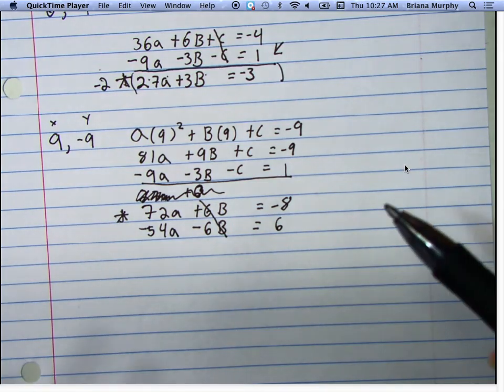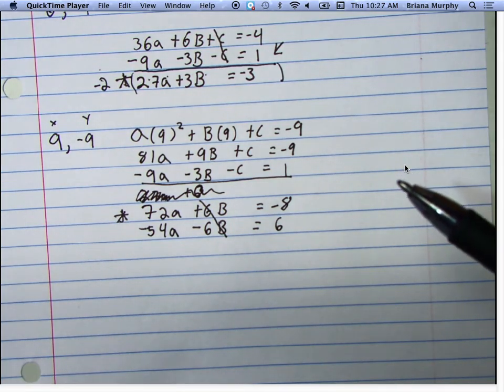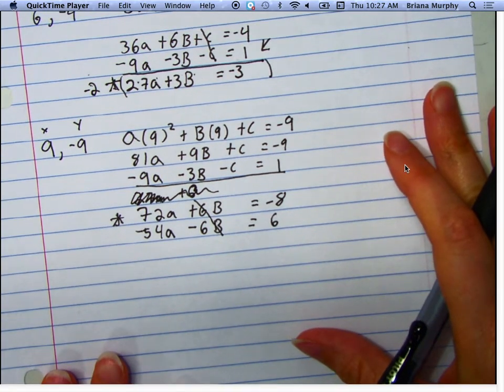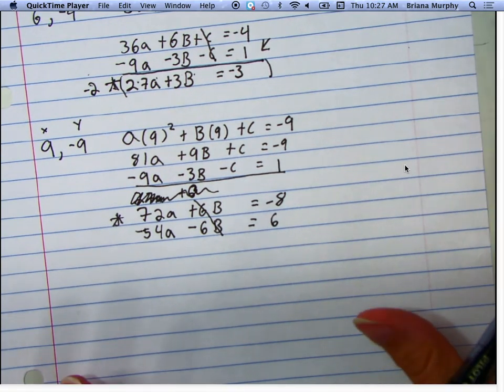Can I go ahead? Do you have a question, Cheyenne? Wait, are you only finding one letter? I have to find all 3. But once you find one, it's really easy to find the others, I swear.